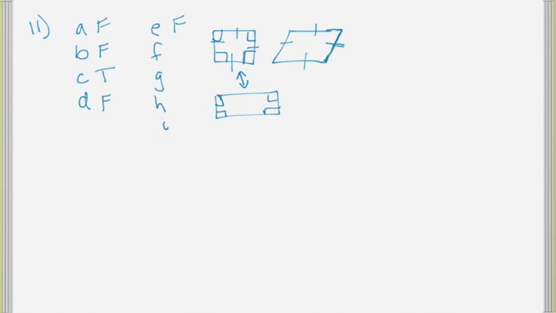The backwards of that, all congruent triangles are similar. That would be true. What would the ratio be? 1 to 1.